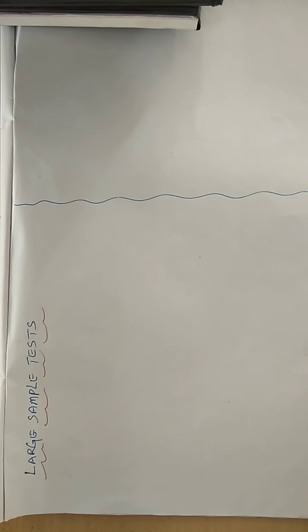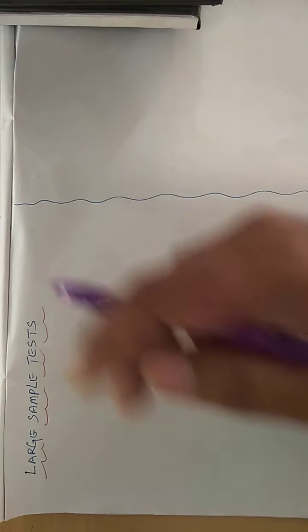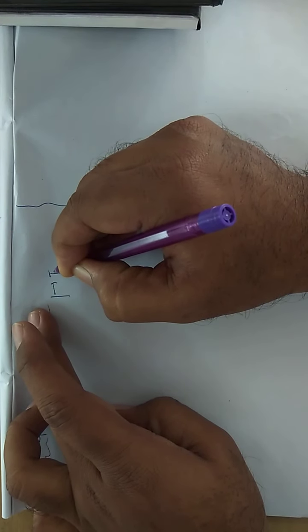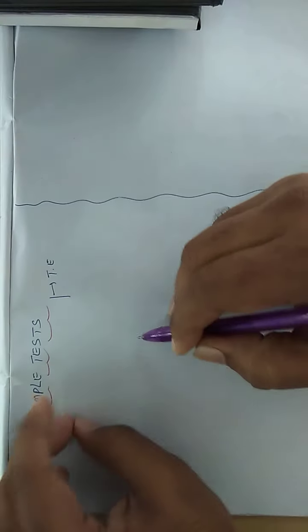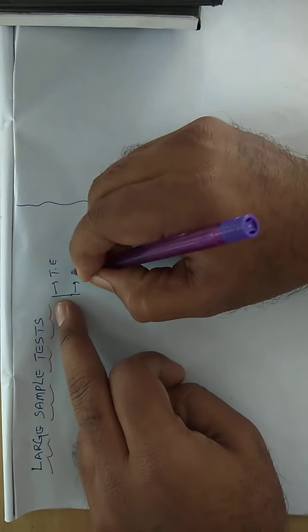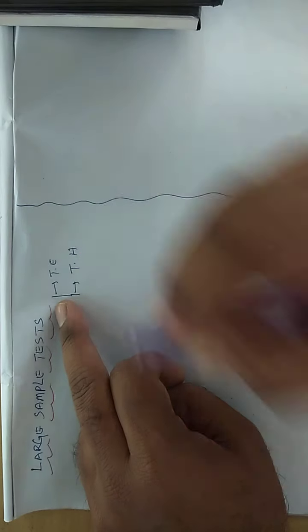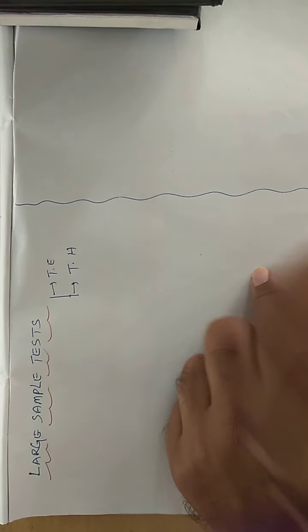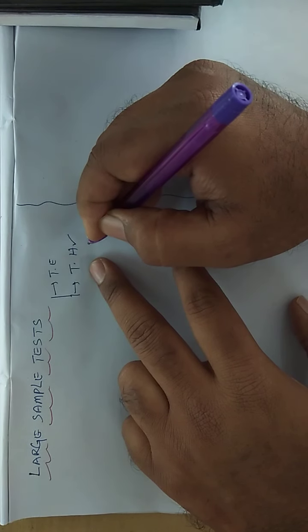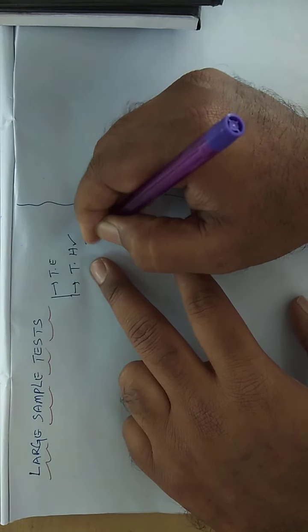As I already told you, in inferential statistics, two wings are there. One wing is the theory of estimation, and one more wing is testing of hypothesis. Now we are going to discuss testing of hypothesis, or else tests of significance.